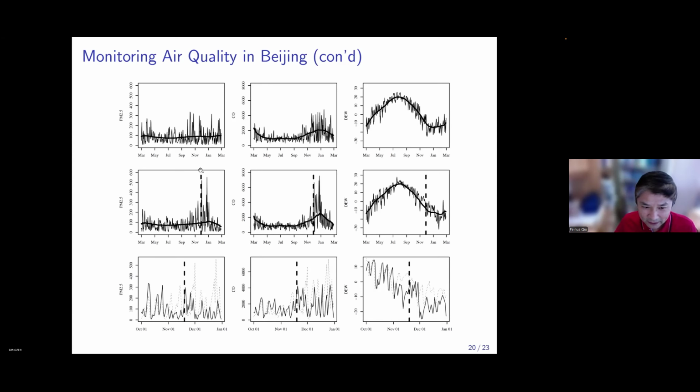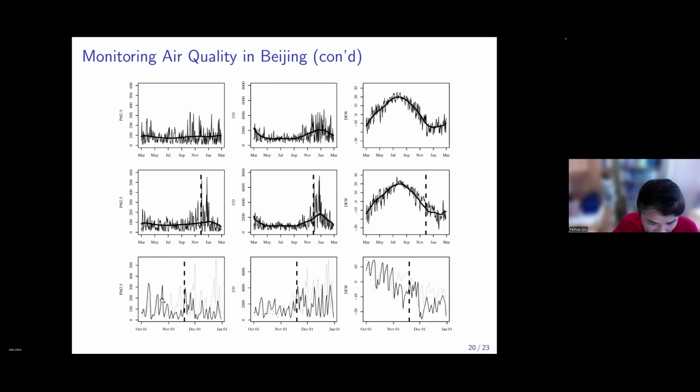This denotes the signal time point. So we gave a signal around maybe November 19th or something like that. I forgot the specific time. And then in the third row, we put the first year data and the second year data in the same plot around the signal time. The dotted curve denotes the second year data, and the solid curve denotes the first year data around the signal time.